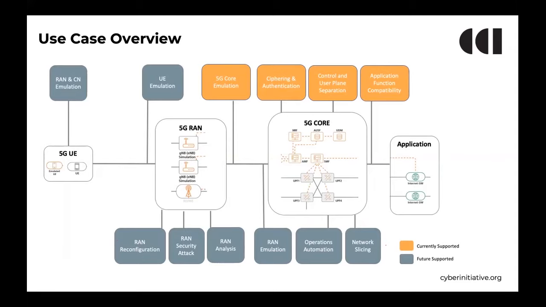For RAN-centric applications, besides the emulation of UE and core network, our platform can also be used for hands-on implementations and enabling faster prototyping. For core network, this can be used as a platform to evaluate and demonstrate new ideas in ciphering applications, application function compatibility, and operation automation. Adam will give a detailed introduction on these use cases.